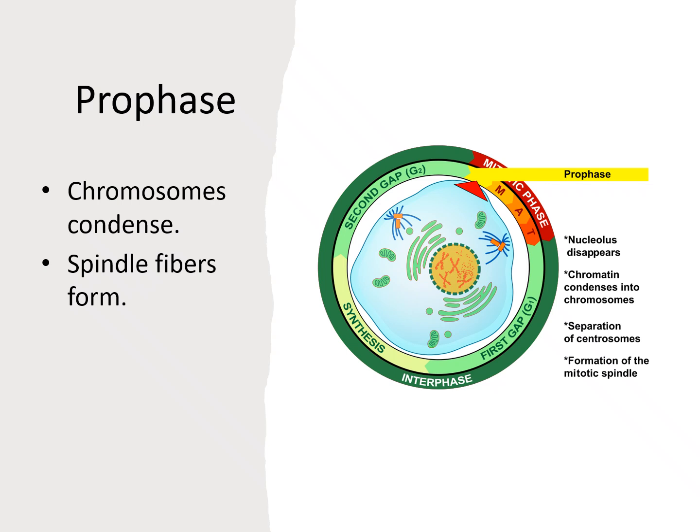In prophase, chromatin condenses into visible chromosomes. The nuclear envelope breaks down and spindle fibers form.